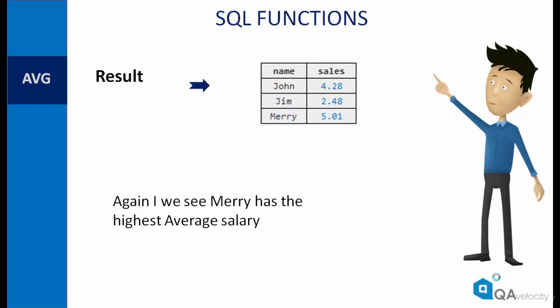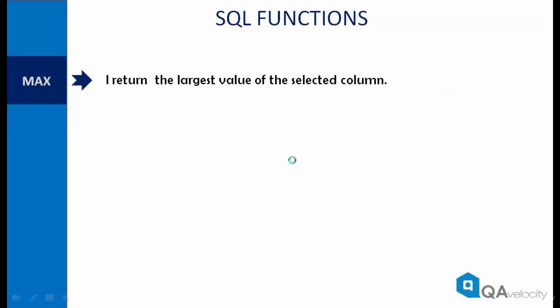But again, if you see, the average sale of Mary is high. Now it's not fair to Jim, because he was on a planned personal leave for 2 days. So why don't you find the highest sales of individuals in 1 day? Jeff suggested to Greg, and Greg agreed. So finally, Jeff executed his query using the max keyword.